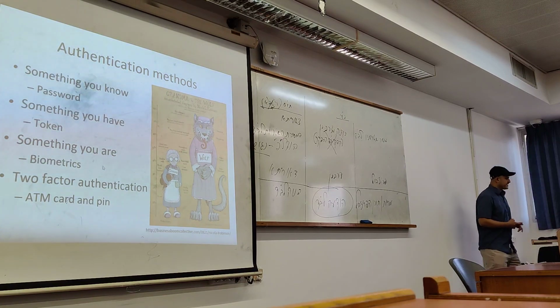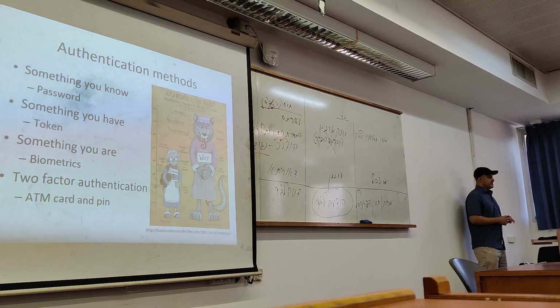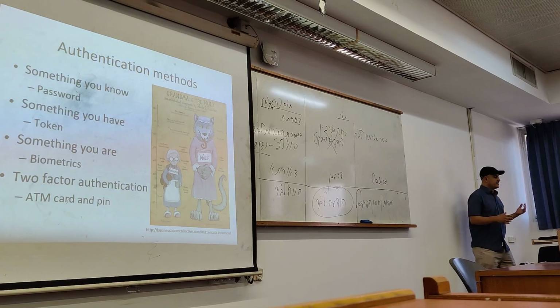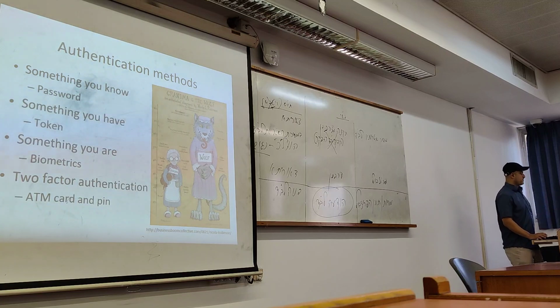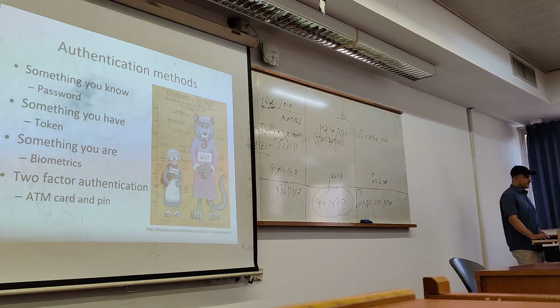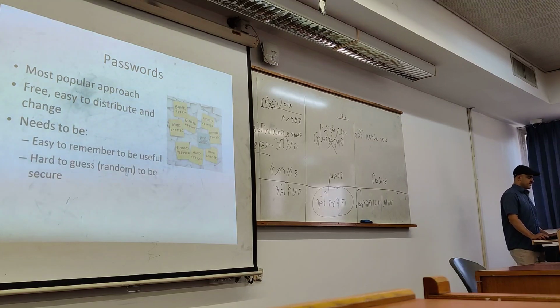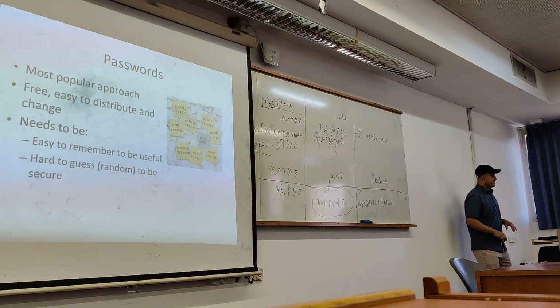Biometrics, and it could also be two-factor authentication, like an ATM card and a PIN. Very good. I'm also going to tell you about EMV, the chip and PIN. So just remember: something that you know, something that you have, and something that you are. We will try to combine these things.